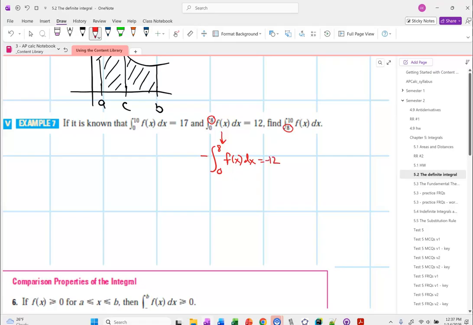So that's like negative 12, right? Or I should just write it that way. Okay. The next piece, we look for the 10. We have that there, right? So that doesn't need to change.